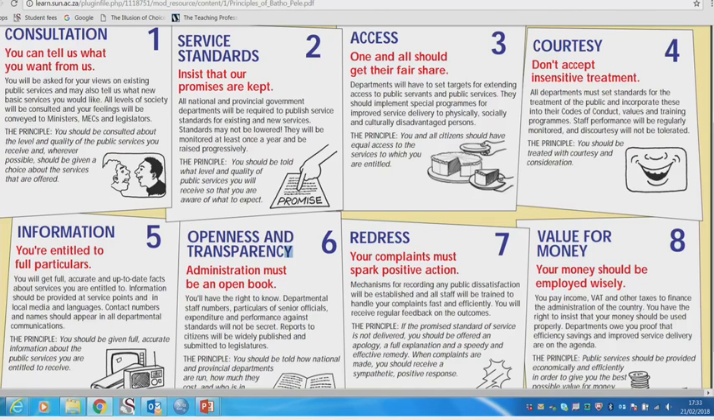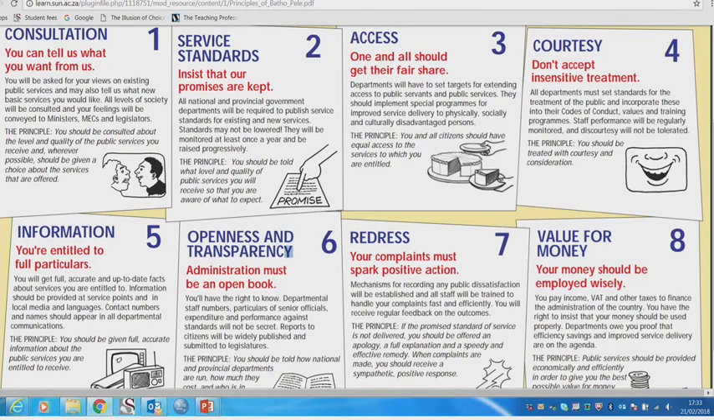Don't accept insensitive treatment. You will get that also in the Patient's Rights Charter when I talk about redress. Information, you're entitled to full particulars about the services that you are going to receive so that you can make good choices. Openness and transparency, things that mustn't be done behind walls and behind doors. You must know exactly what treatment you're going to get. Redress then, as we said, when there are complaints, you must be able to spark positive action, and then you must get value for your money.